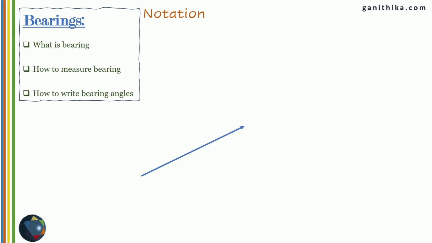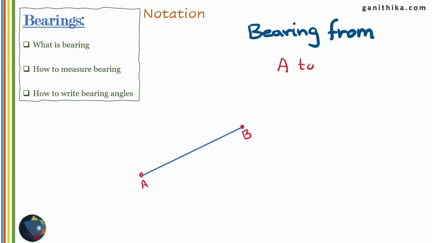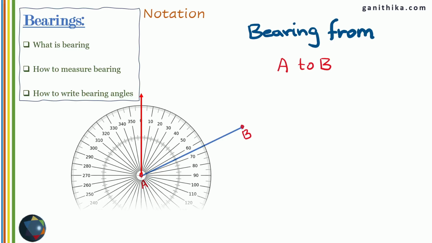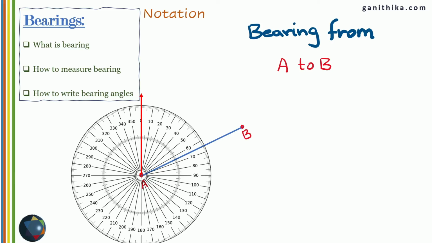For example, if you want to find the bearing from this point to this point, A to B, how do you find this bearing using the compass? Put the compass on the north like this at 0 degrees here. Measure from 0 clockwise up to the point where the B line is going. And you can see that it is 65 degrees approximately. So the bearing is written as not just 65 but 065 degrees. It's always given in 3 figures.